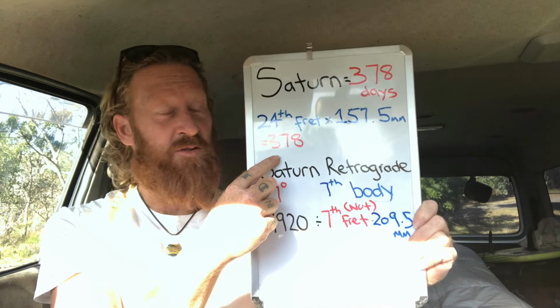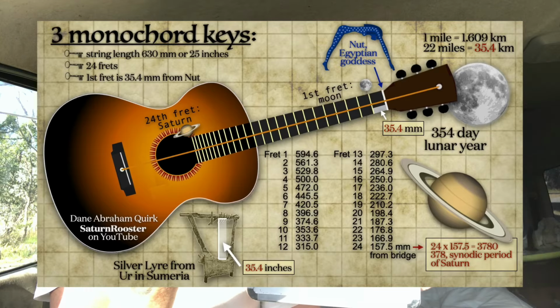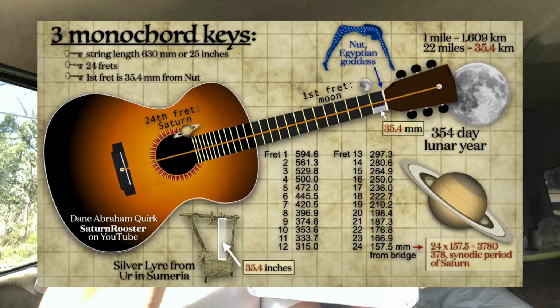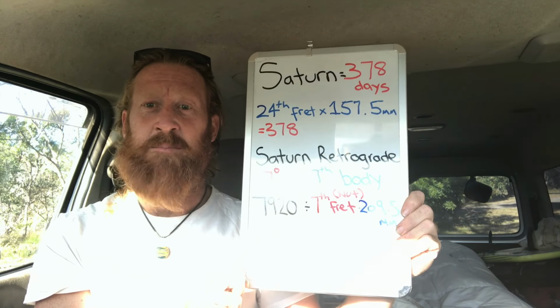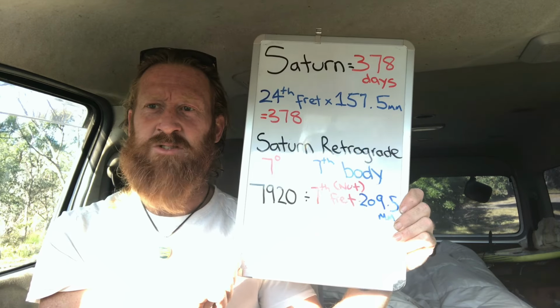We know that the 24th fret is the last fret that we can actually play a note on, and then it dives into the sound hole, into the abyss. So he's the boundary and he is the restrictor.